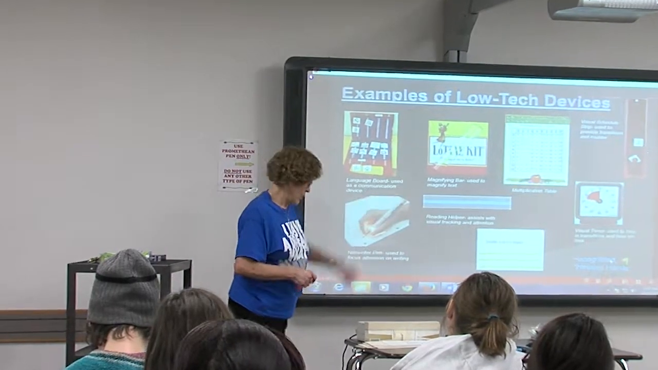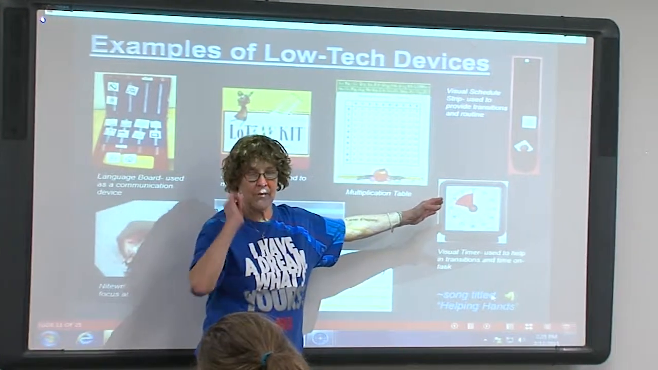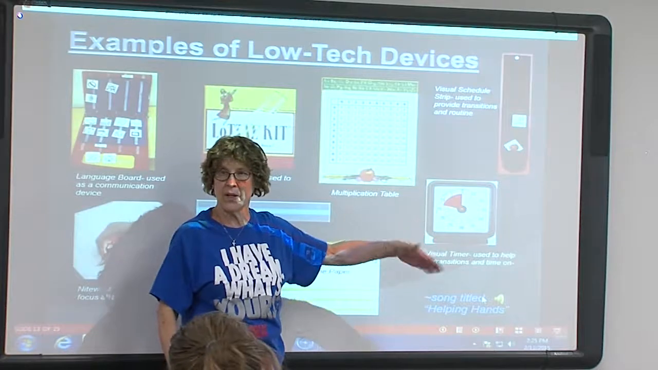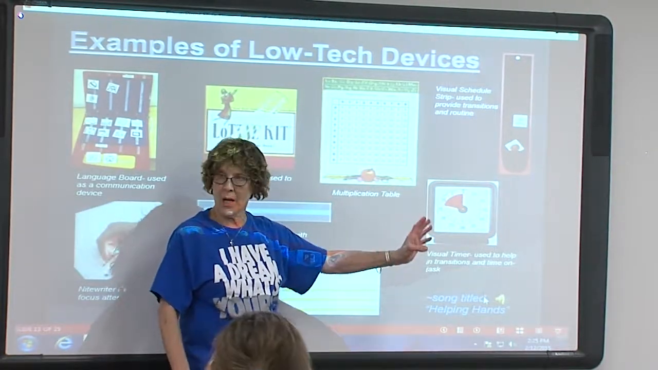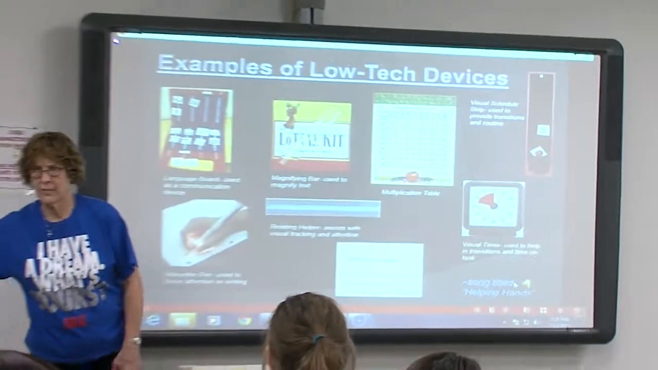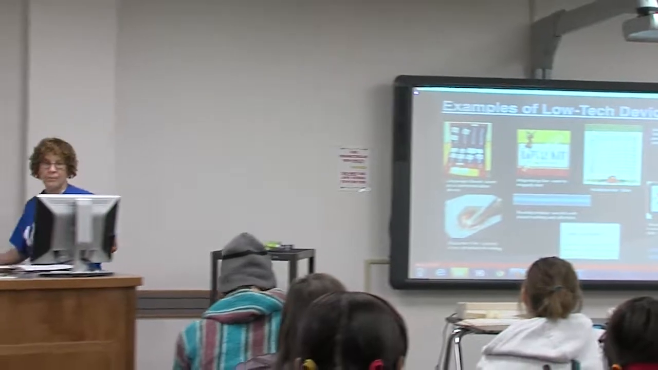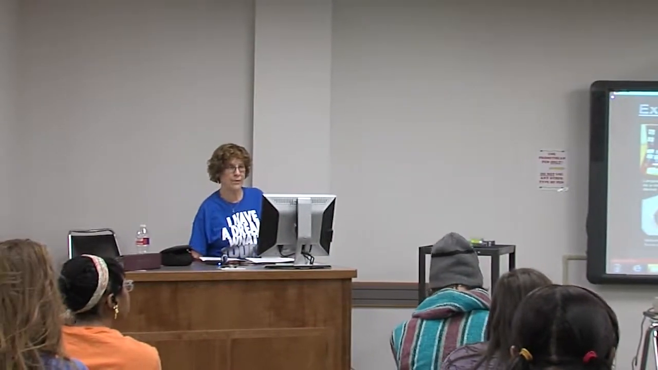Okay, bright line paper. Visual timers, those are called time timers over here. These are really helpful for students who have autism, so they see how much time they have left on task, and they're able to stop when the time is up. So that's a wind-up type thing, so it's considered low-end assistive technology. Any questions about any of those?